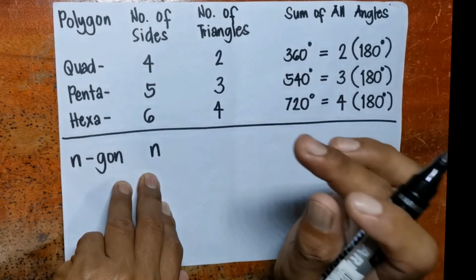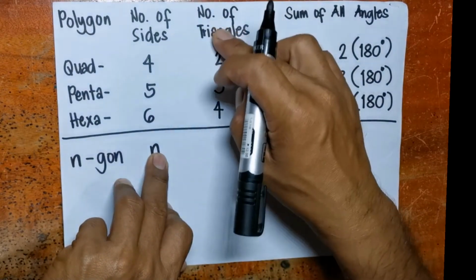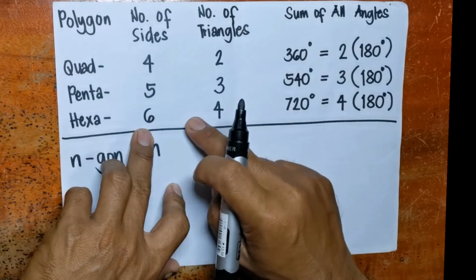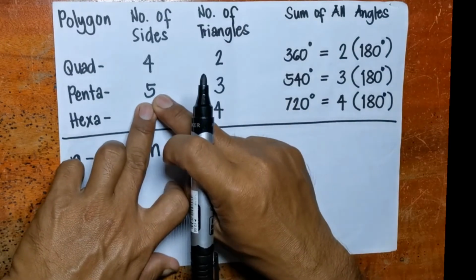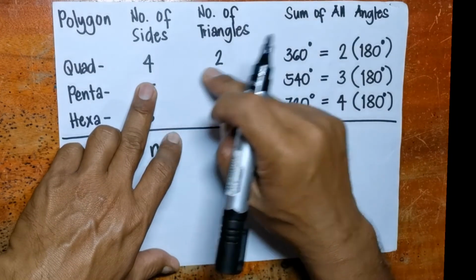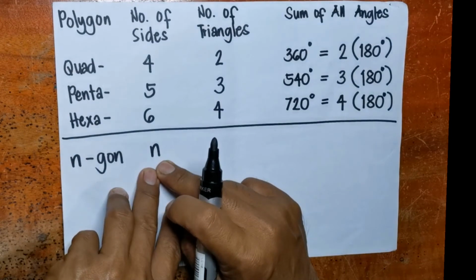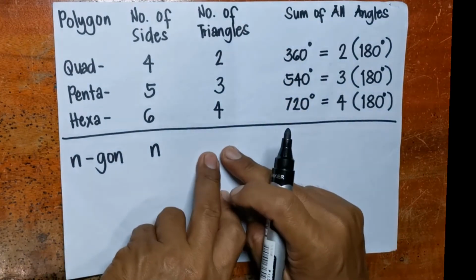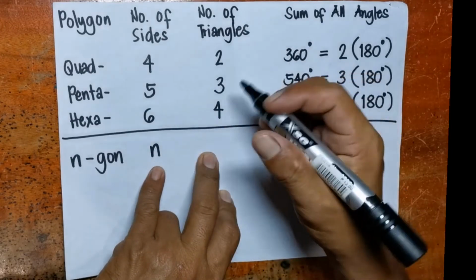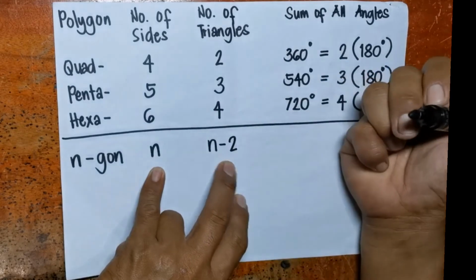So, anong nangyayari? We just subtract the number of sides by 2 to get the number of triangles. So, for 6 minus 2, we have 4. Sa 5, we have minus 2, that is 3. Ganon din sa 4. Minus 2 is 2. So, that means, for an n-gon, the number of triangles will simply be the number of sides subtracted by 2. So, kung n siya, number of triangles is n minus 2.